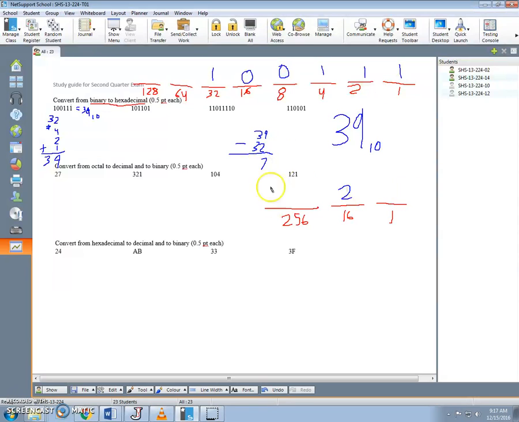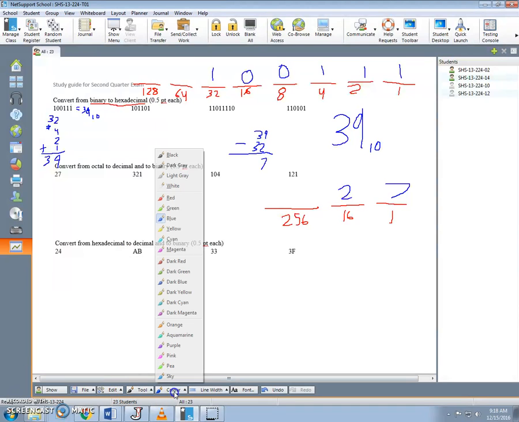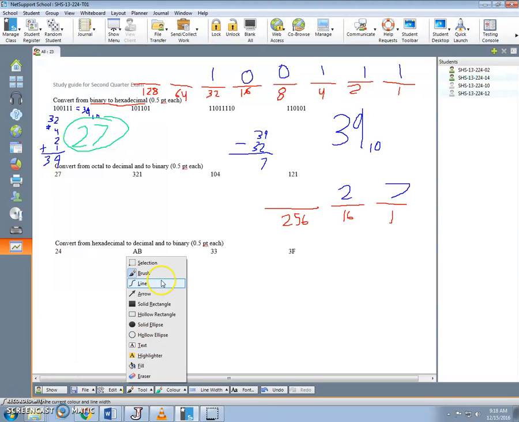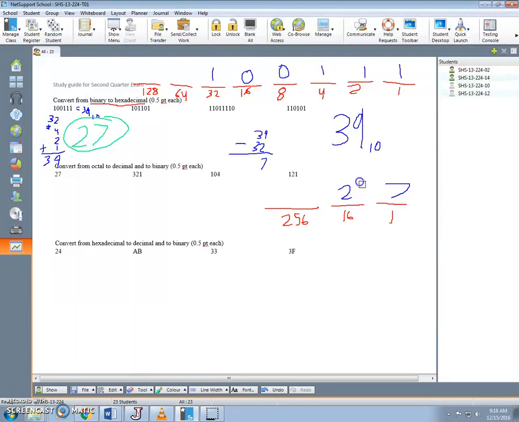Well, then let's ask ourselves the next question. Does this number fit into that number evenly? Yes, it does. How many times? 7. And I'll put the answer in aquamarine. That'll be nice. Right there. That is the answer to the first question. I'll do one more of these and then kind of leave you to do the rest.